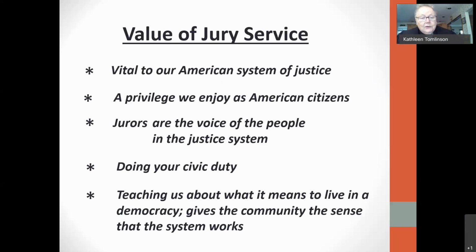And of course, serving on a jury is doing your civic duty, and how important that is. Imagine if everybody decided not to do so. The system would fall apart. Now, serving on a jury also teaches us about what it means to live in a democracy. And it gives the community, as I mentioned to you, the sense that the system of justice works.